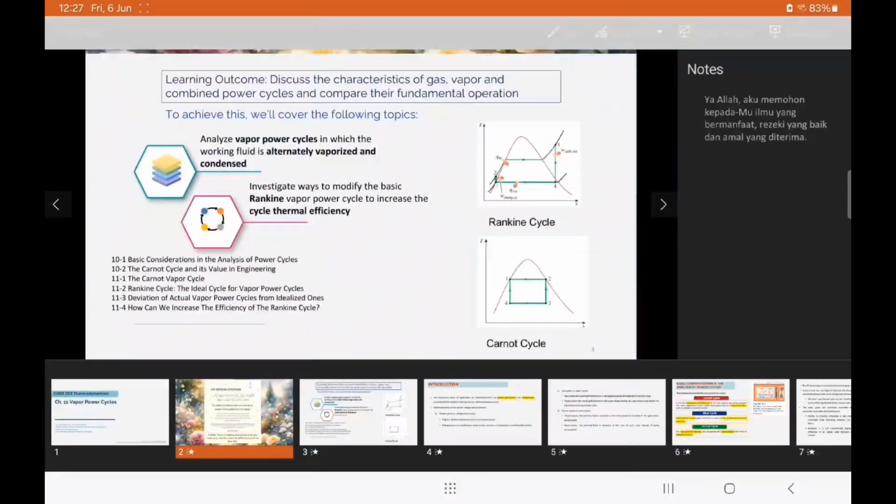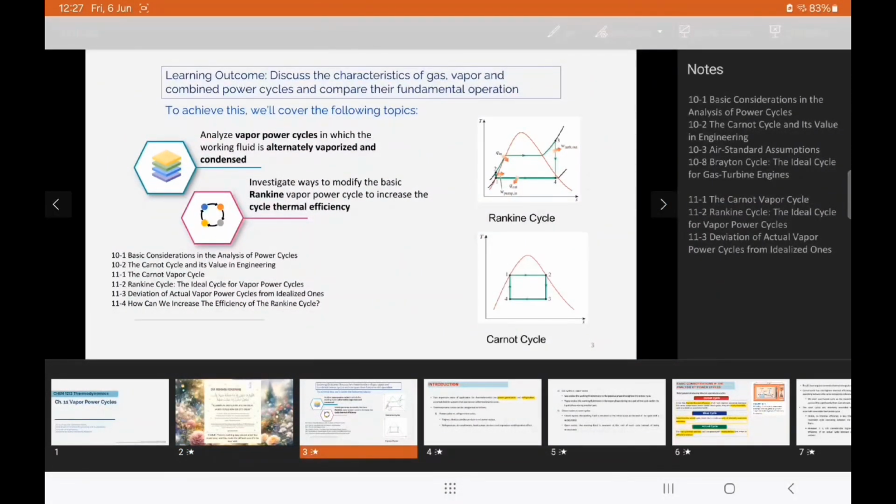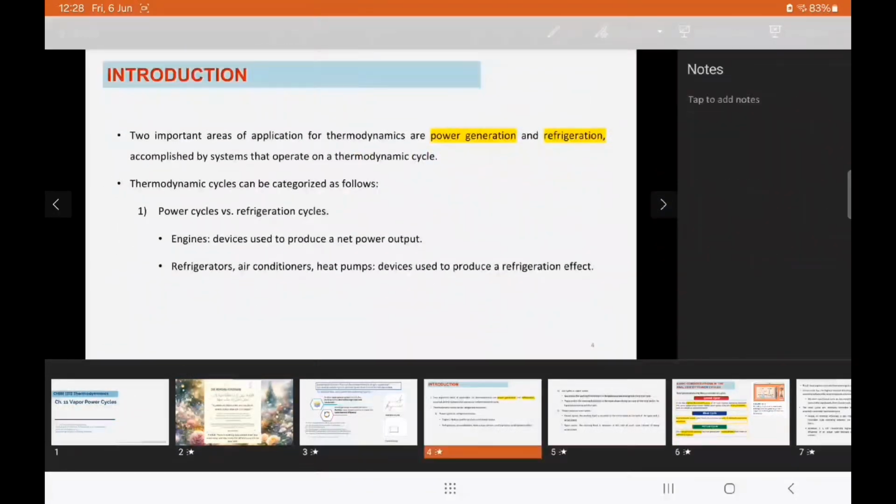So in this topic, we are going to analyze vapor power cycles, and then we are going to investigate ways to modify the basic Rankine vapor power cycle to increase thermal efficiency. Basically, the two most important areas of application for thermodynamics are power generation, think heat engine, and refrigeration, think refrigerator. And these are accomplished by systems that operate on a thermodynamic cycle.